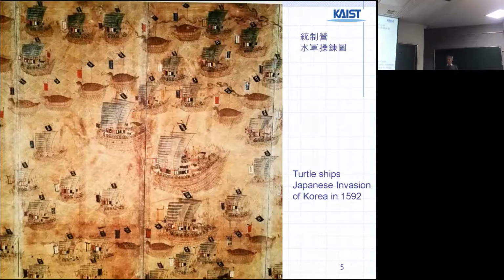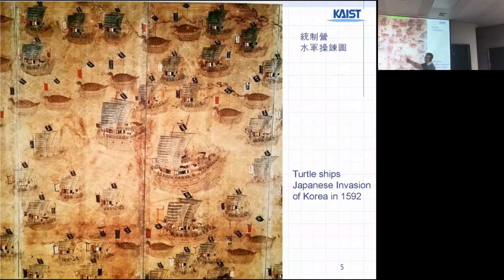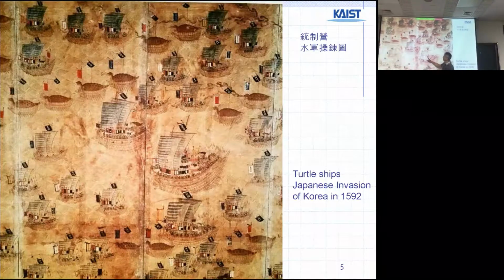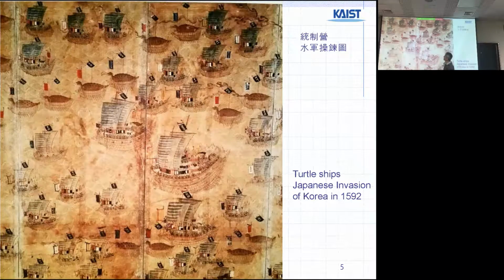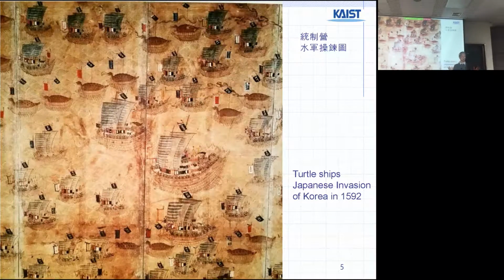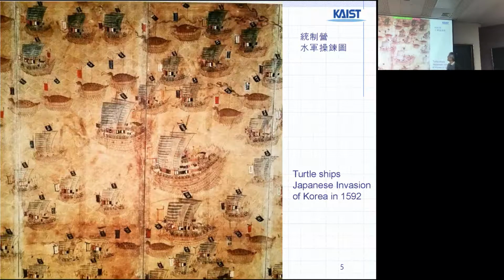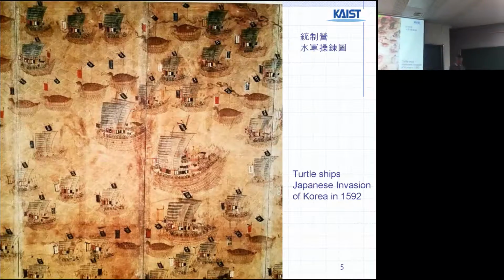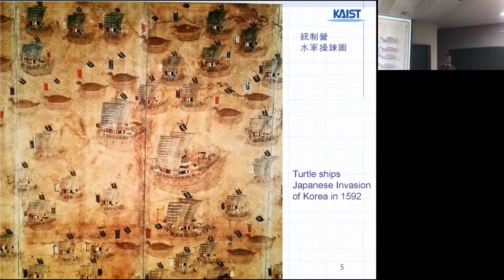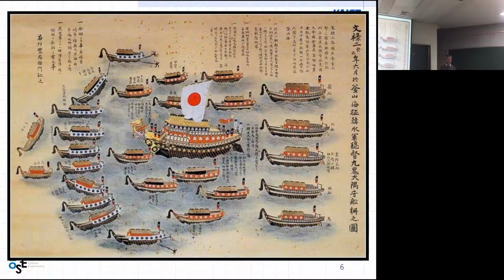And probably this looks like the main leader's ship, the commander ship of Korea, because this is a picture from Korea. And I guess the top side can be the Japanese ships. I'm not sure, but there is another picture that is coming from the Japan side, right?